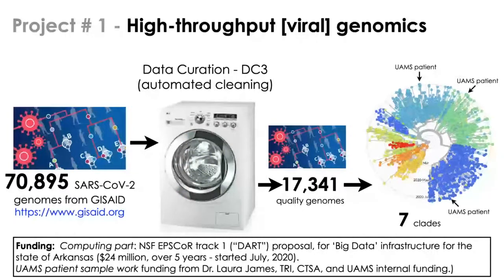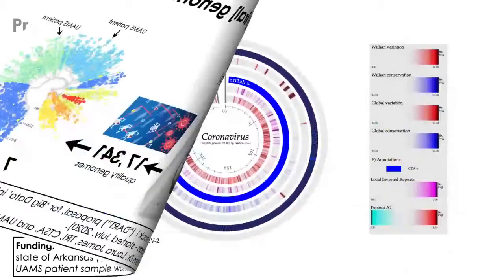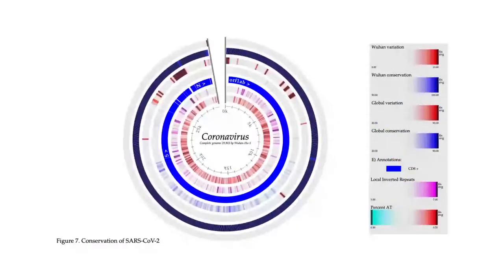But this is all great only if you have good quality genomes. This is part of the data curation program. One of the things we could do is take some of this data and look at conservation. So here is the coronavirus. This is the first genome that was sequenced in late 2019.